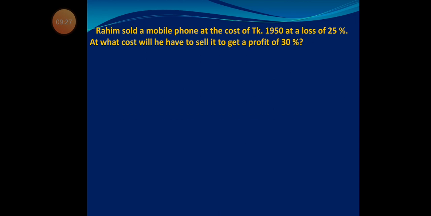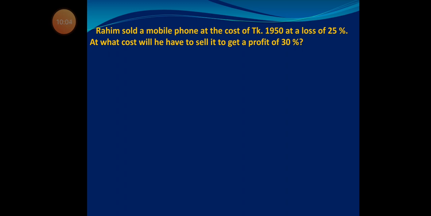Now I will show you a very important problem from your textbook, and this is one of my favorite problems as well. And the problem is as follows. Rohim sold a mobile phone at a cost price of taka 1950 at a loss of 25%. At what cost will he have to sell it to get a profit of 30%? As you can see, there are two different parts in this problem. As in the first part, the selling price is given at 25% loss. So we will first determine the cost price from this part.